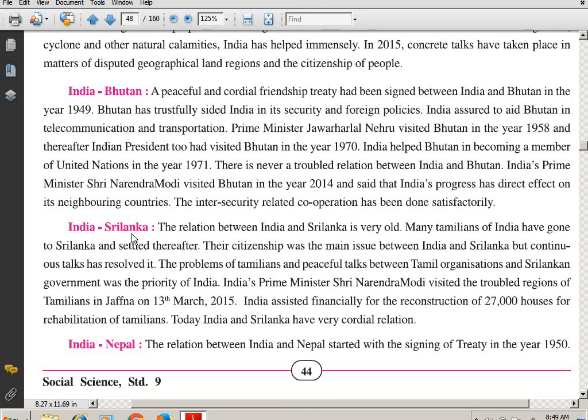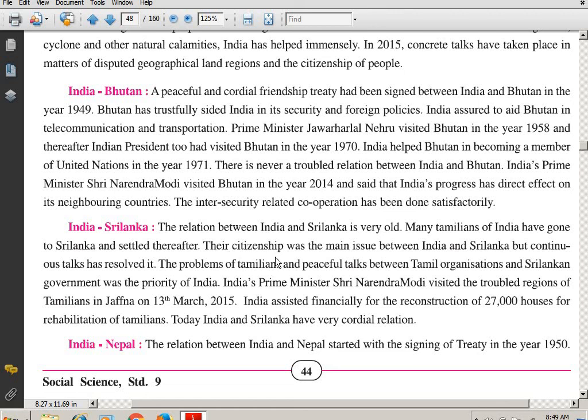Now, India-Sri Lanka relation. Where is Sri Lanka on the map, students? When you see the Indian map, where is Sri Lanka? To the southern part of India, isn't it? In the map, where you see Kanyakumari, Chennai, the Peninsular Plateau over there. The relation between India and Sri Lanka is very old. Many Tamilians of India have gone to Sri Lanka and settled there. Since it is close to Tamil Nadu, many Tamilians have gone and settled in Sri Lanka.